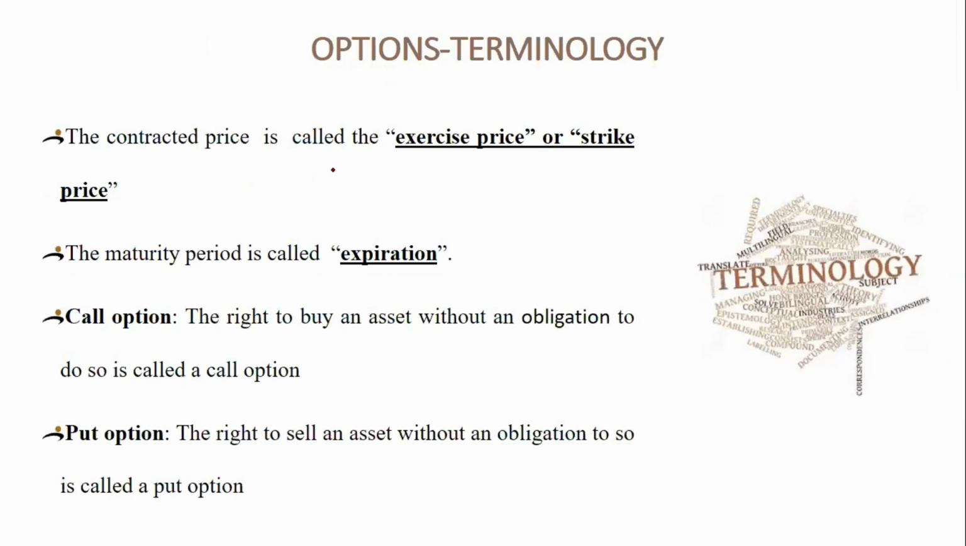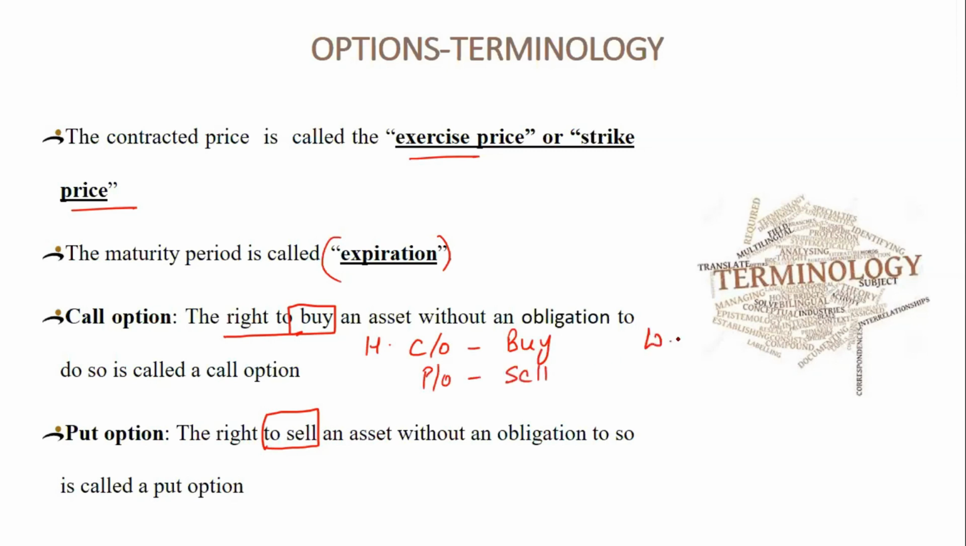The contracted price is called the exercise price or the strike price. The maturity period is called the expiration date. A call option is the option where a person gets the right to buy an asset, whereas a put option is an option where the person who is holding the option gets the right to sell the asset. All right. So the holder of an option: if call option, right to buy; if put option, right to sell.